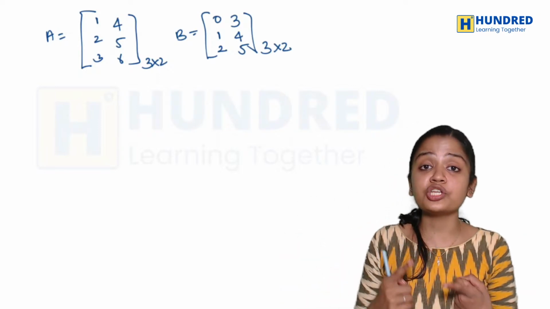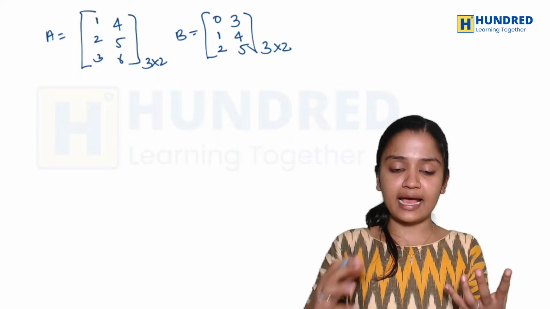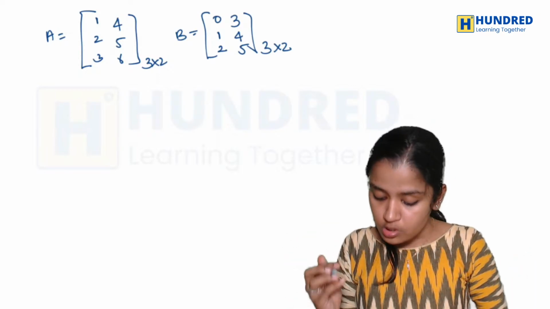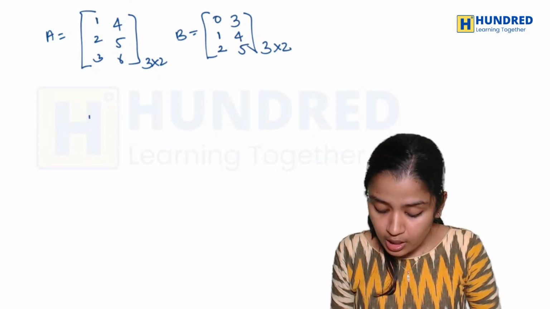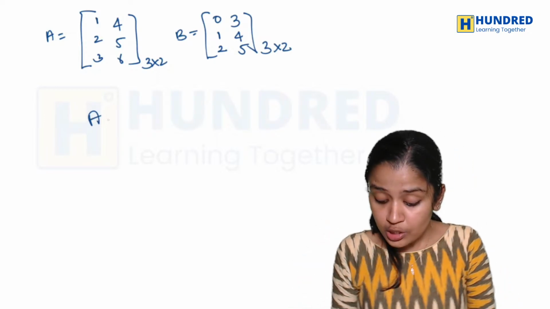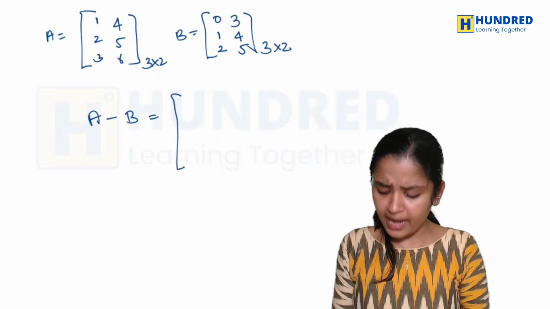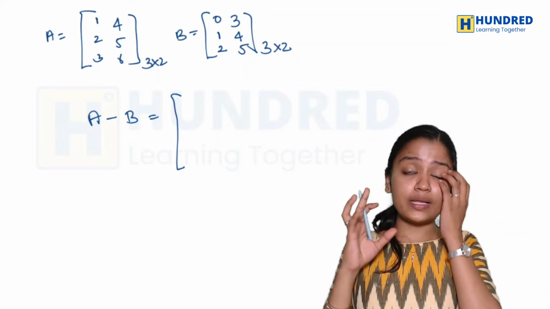So first condition, what will you check? First condition, you will be checking whether you're having the same order or not. Okay. So when you check, you're having the same order, so that condition is satisfied. It is having the same order. So now I am subtracting both the matrices. When I subtract both the matrices, I will be subtracting the individual elements.